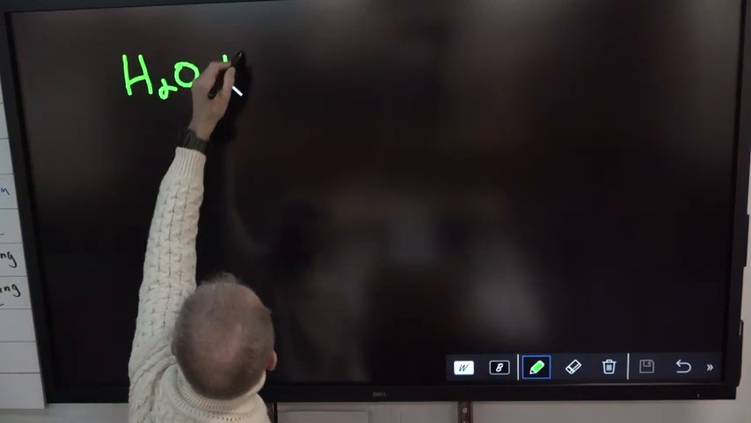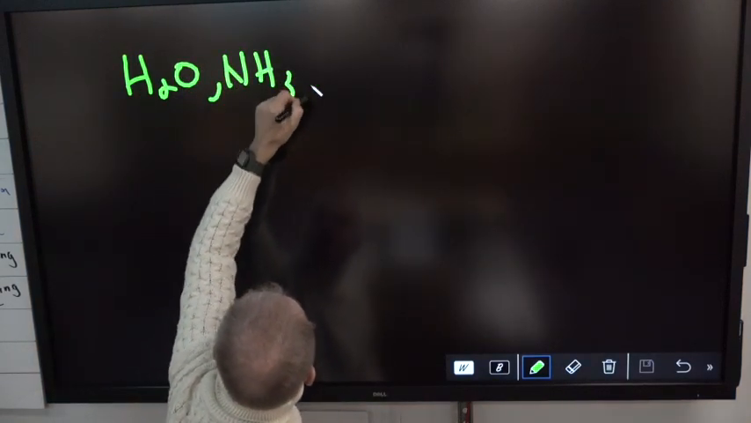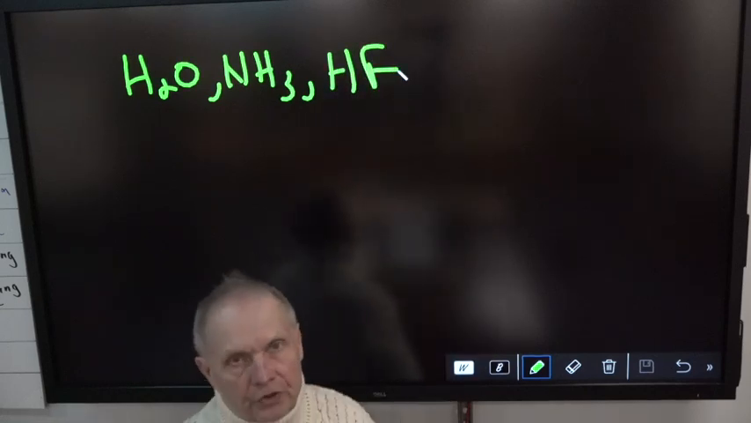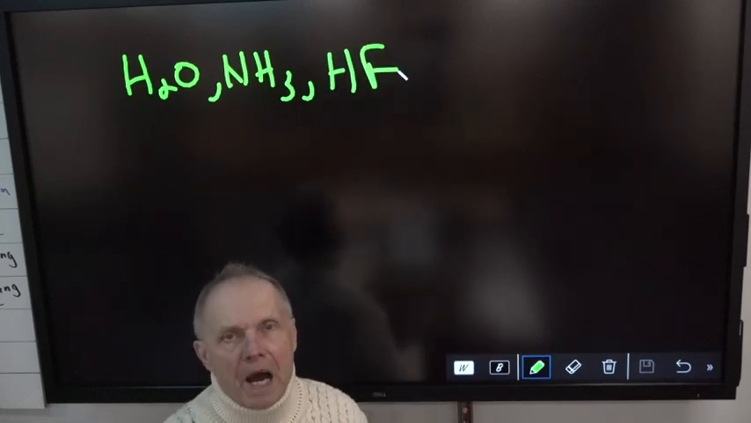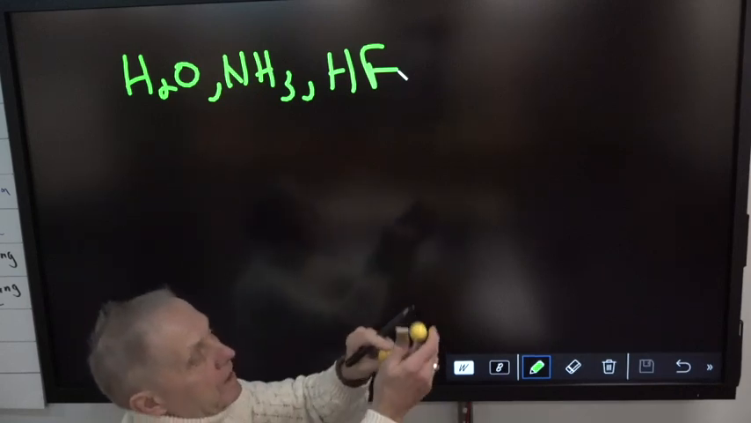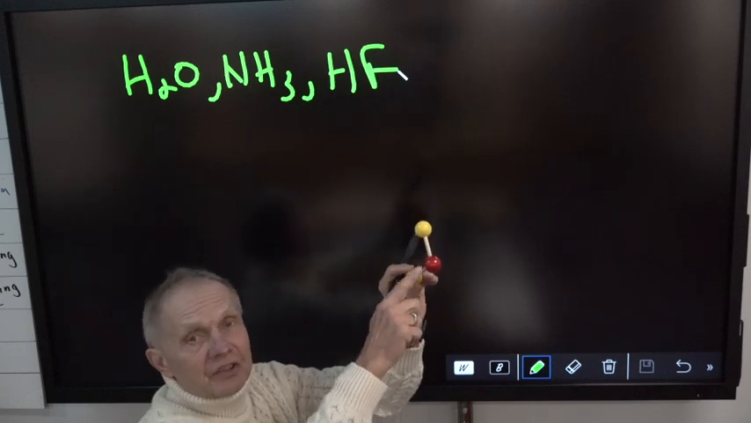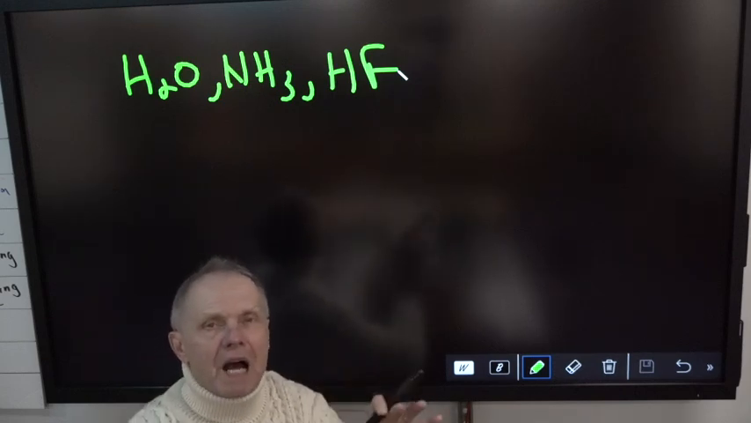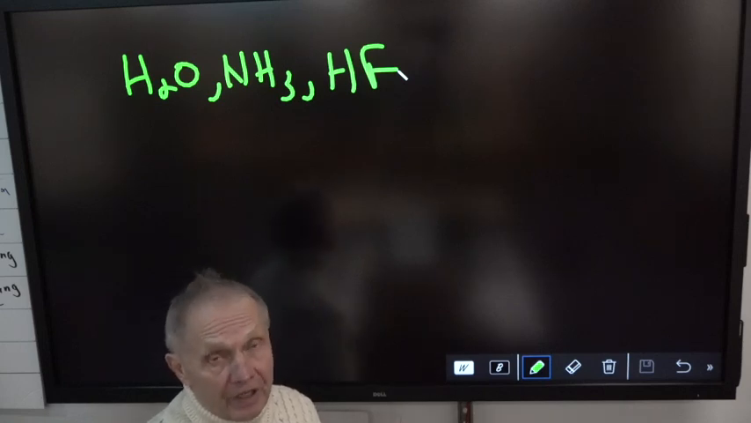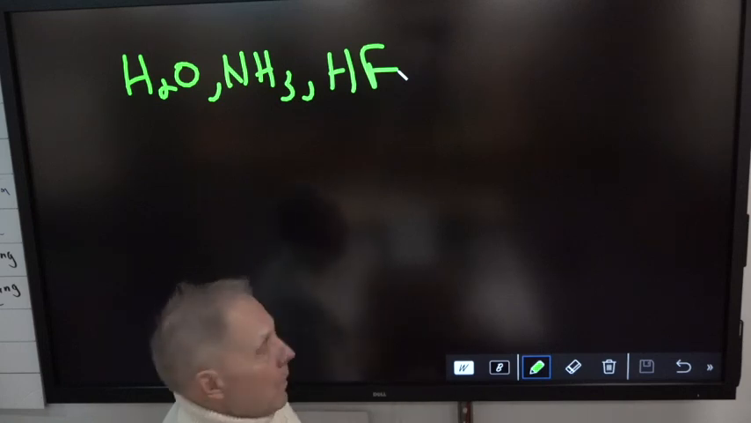H2O, NH3, and HF. If you see any of those, they can bond by hydrogen bonds. Now remember, it's not the bond between the O and the H in the same molecule. It's bonds between the molecules. So I'm just going to do a stick figure to represent water and watch.